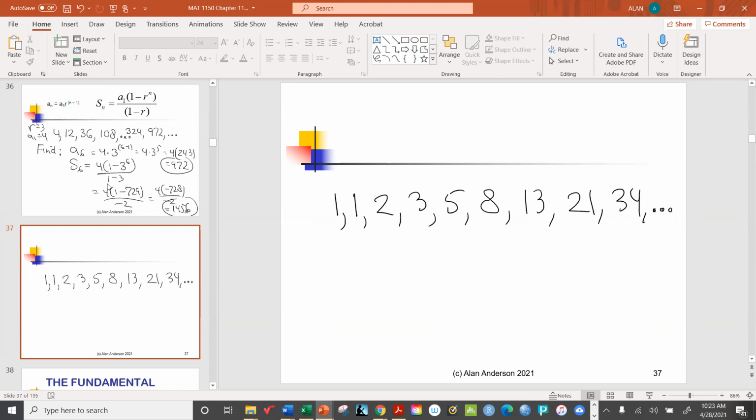So what's going on with the sequence? How am I getting from one term to the next? Interesting.